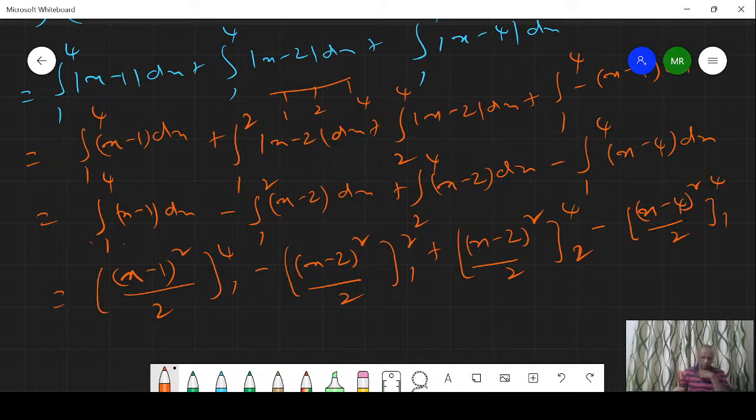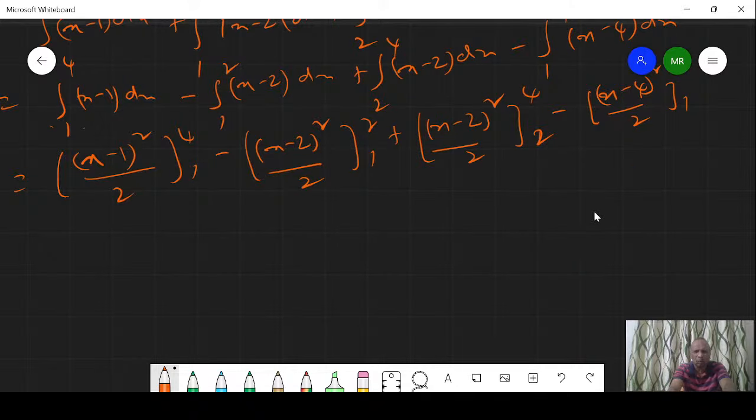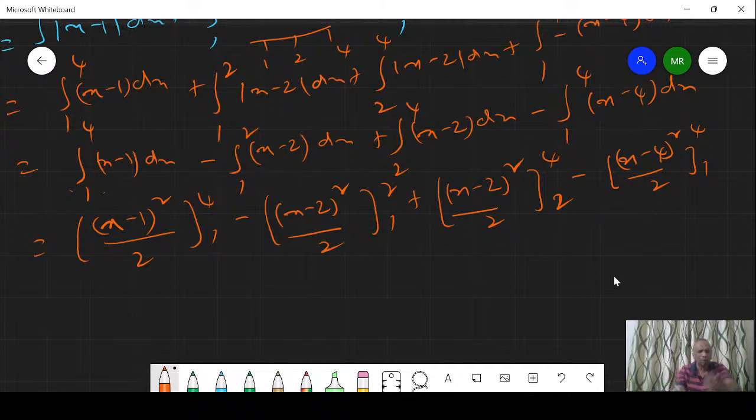I can substitute like this. The method what you have done, that is also correct. Both are correct. Now, substitute the upper limit minus lower limit in all the terms. If we substitute this, I can write this one: 4 minus 1, 3 square, 9 by 2. Minus, if we substitute 1 here, that will be 0, right?